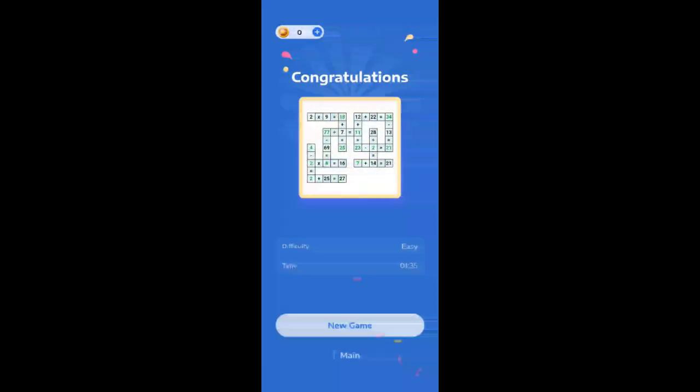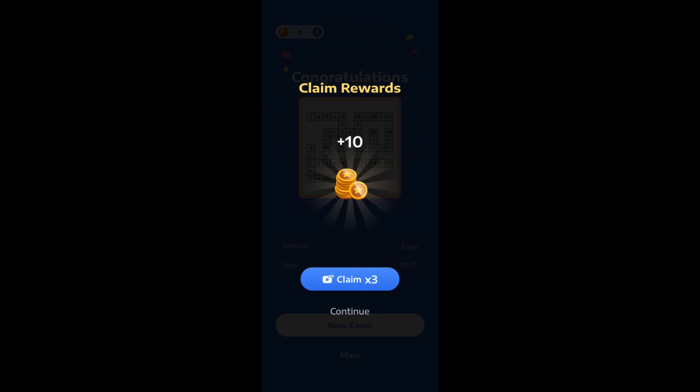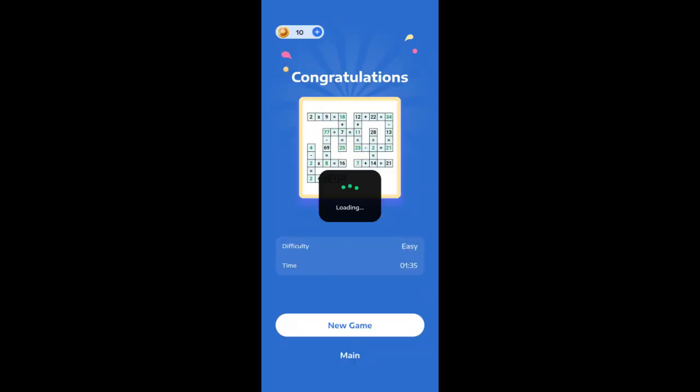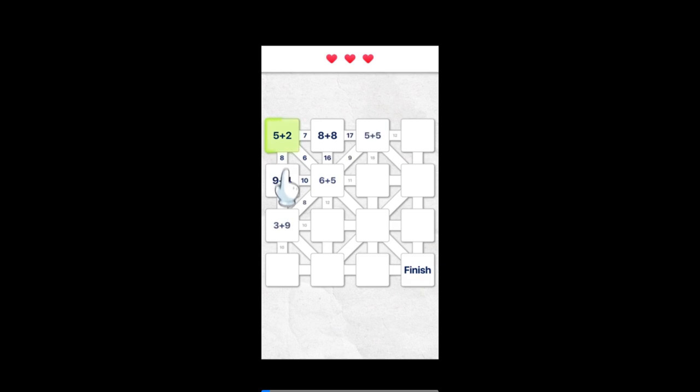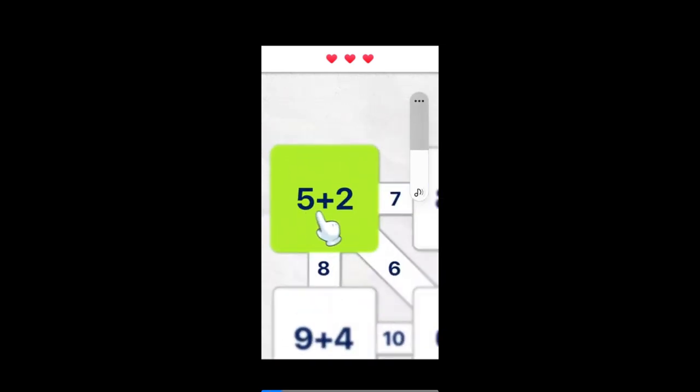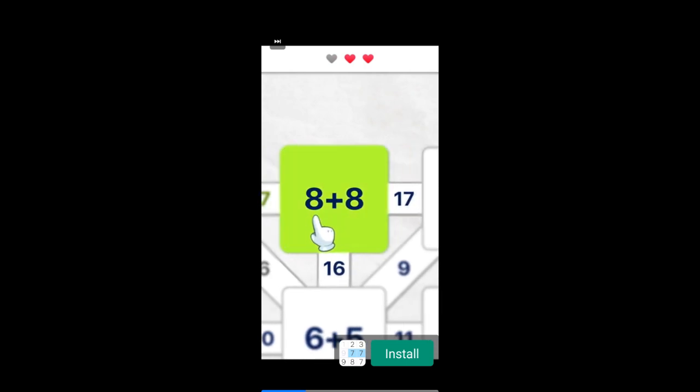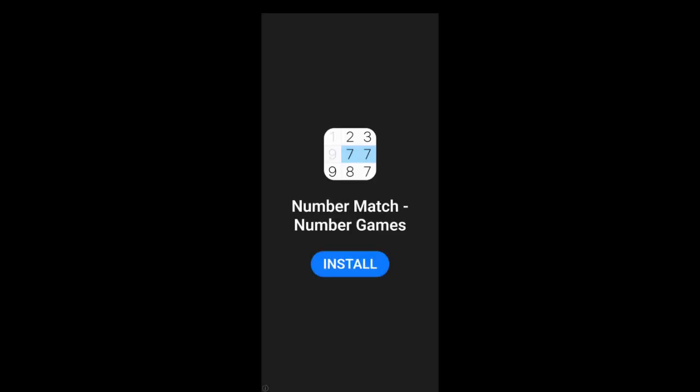Got that one finished. If you like doing crossword puzzles, you'll probably like this. There's another ad. Free games, you're going to have to put up with ads. How many of you are playing this game? It's free over on the Play Store. Cross Math Puzzle Game.